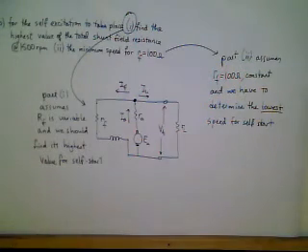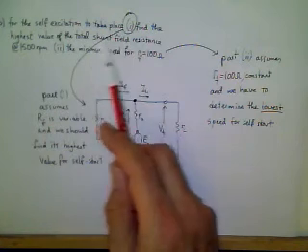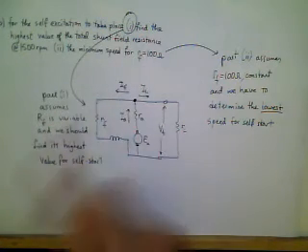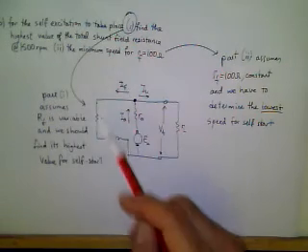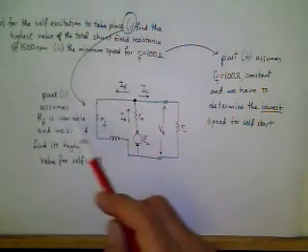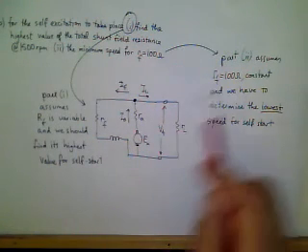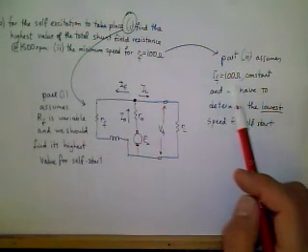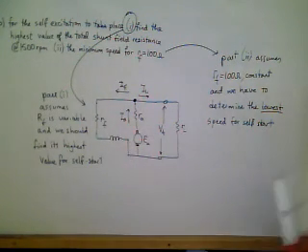In part B, for the self-excitation to take place, let's find the highest value of the total shunt field resistance at 1500 RPM, and the minimum speed when R_F is 100 ohms. Part I assumes R_F is variable, and we should find the highest value. Part II assumes R_F equals 100, so this is given, constant, and we have to determine the lowest speed.